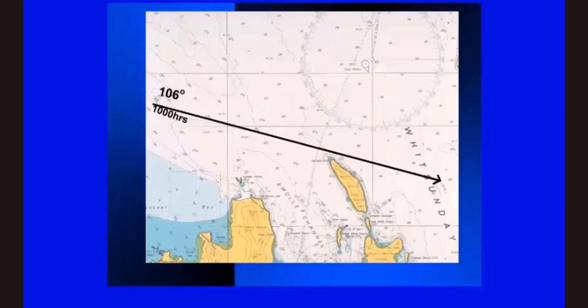Back to our course then. Measure the distance from our departure point to our turn point. You should find it 7.3 miles. Will take us 1 hour and 28 minutes.